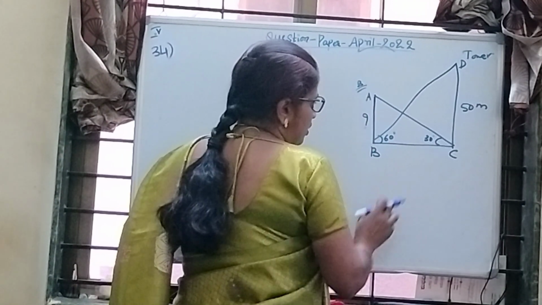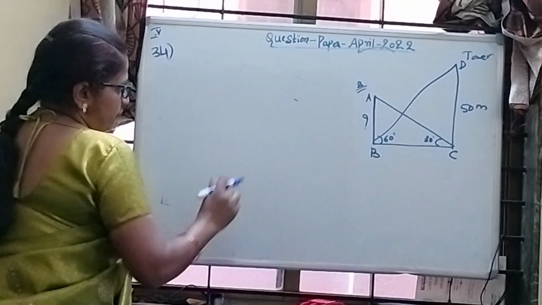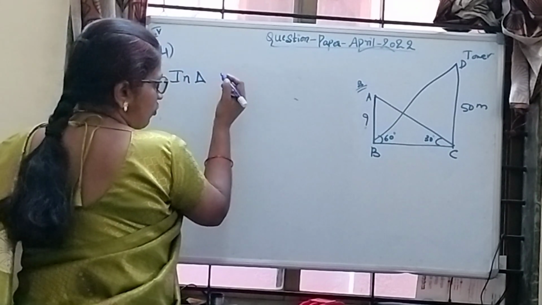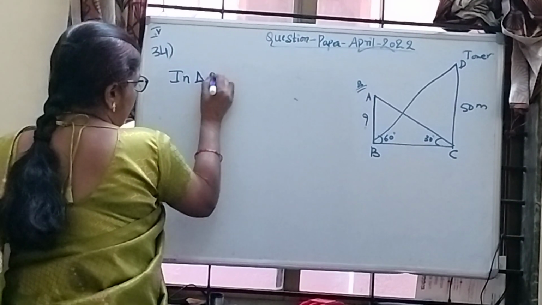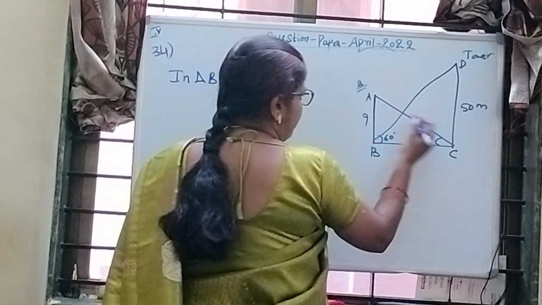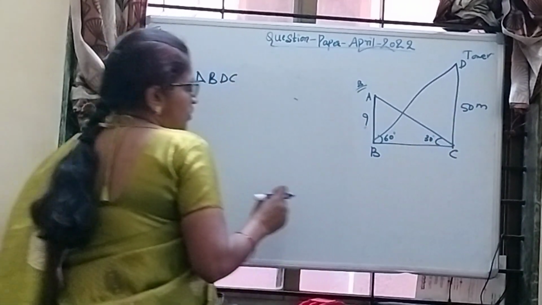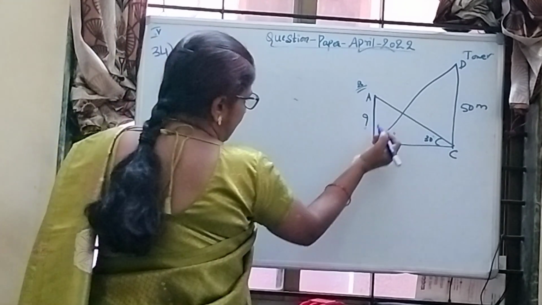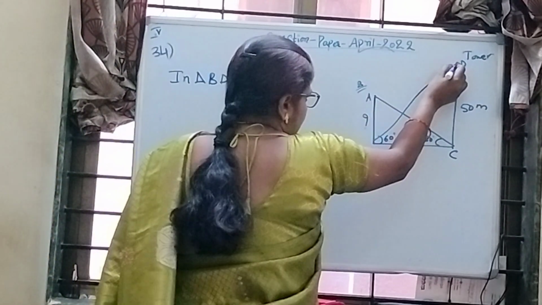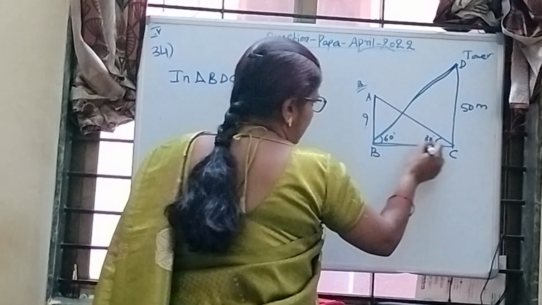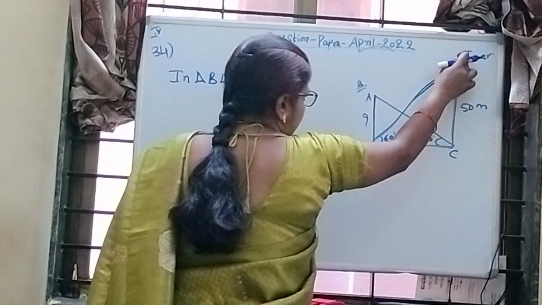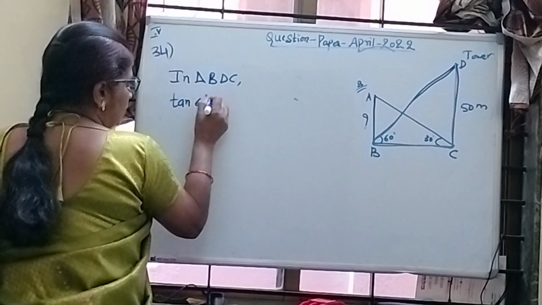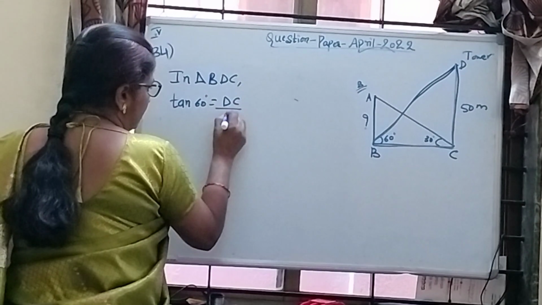We need to apply trigonometry. First, before ABC, we can go for triangle BDC, because we know DC here. So in triangle BDC, we can take tan 60 degrees. In this triangle, tan is opposite by adjacent, so tan 60 degrees is equal to DC by BC.